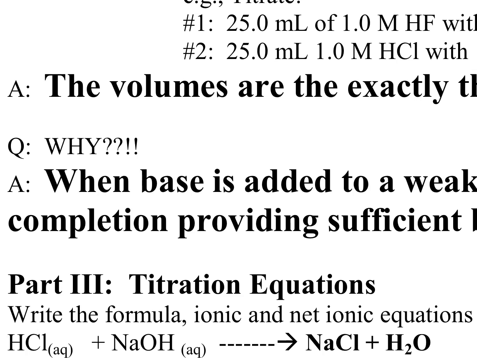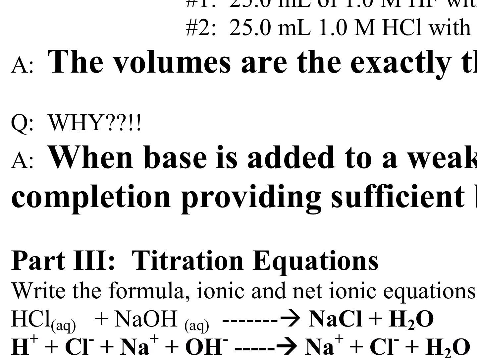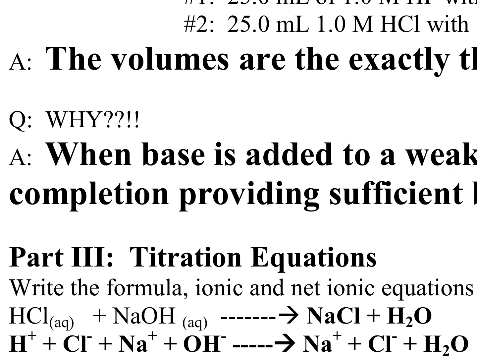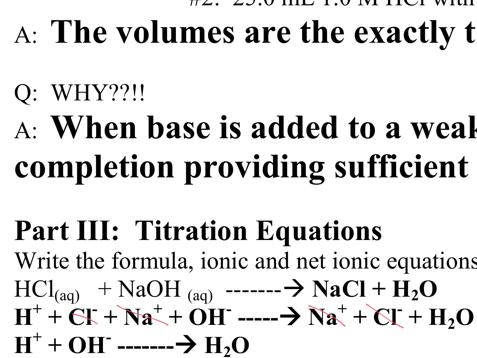Next is to write the ionic equation. So we separate everything into its ions: H plus, Cl minus, Na plus, and OH minus. On our product side, water does not dissociate because it's a pure substance, pure water, but NaCl does dissociate. Then we make our net ionic. So we get rid of anything that appears on both sides. Sodium obviously disappears. Chlorine also disappears. So the net ionic equation comes out to H plus plus OH minus makes pure water, H2O.